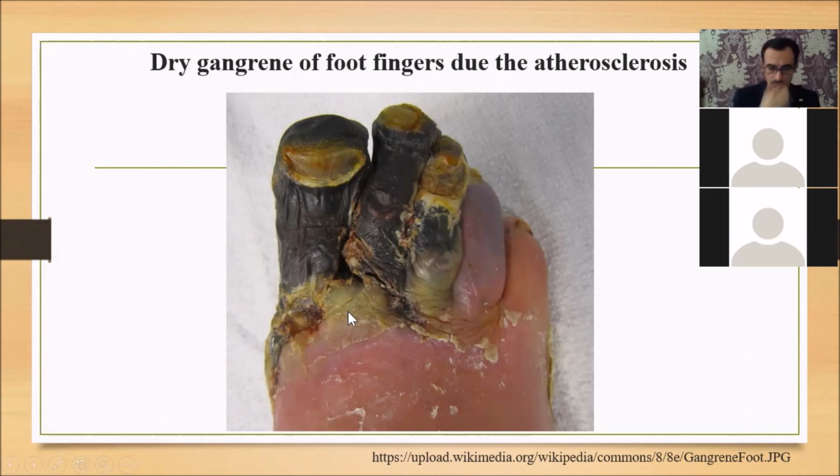Atherosclerosis is a metabolic disorder of the arteries with the development of atherosclerotic plaques in the wall and lumen of the large arteries. During this disease, the blood supply of many organs is affected. Blood supply is limited, and it results in dry gangrene.